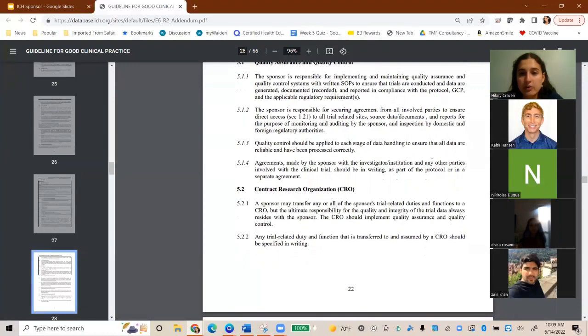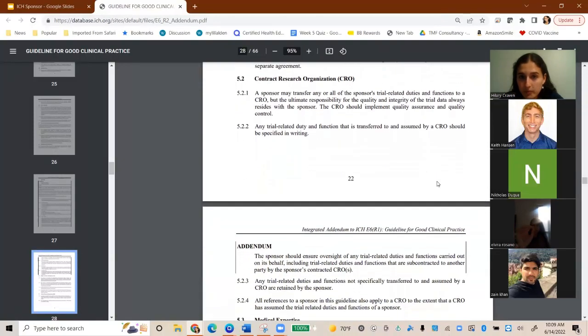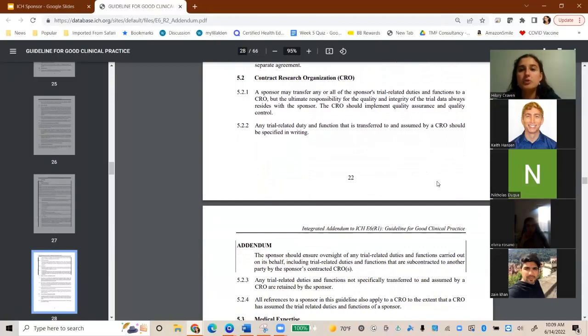And so they're in charge of agreements in general. And then, as we talked about, the contract research organization, the CROs, is a very common term. The sponsor may transfer any or all of the sponsor trial-related duties and functions to the CRO, but the ultimate responsibility for the quality and integrity of the trial data always resides with the sponsor.